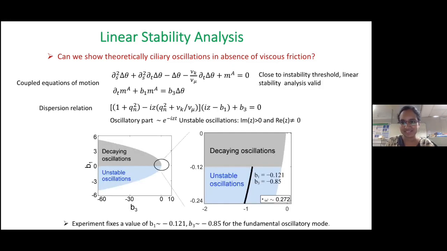So, Professor Vidyanand Nanjundiah, you have a question? Yeah, I'm sorry, this is a bit of a delayed question. It refers to the start of your talk. You seem to have treated the flagellar and ciliary movement as being essentially the same. Is that reasonable?